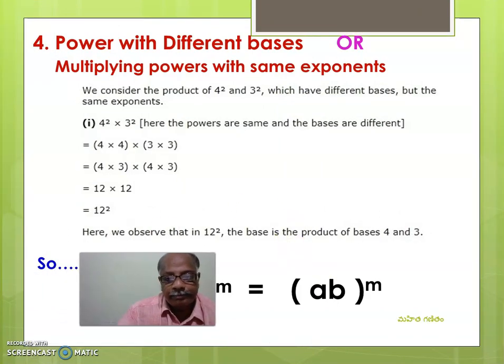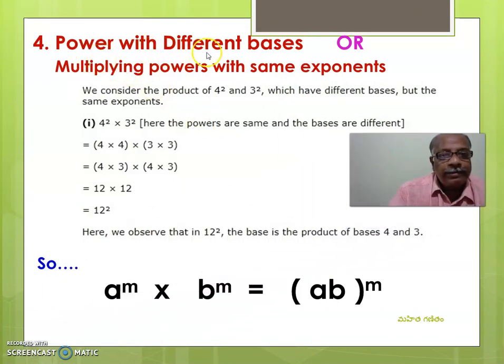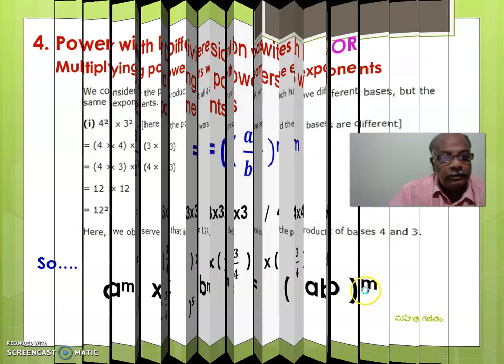Fourth law. Powers with different bases are multiplied, with the same exponents. We consider the product of 4 square and 3 square, which are different bases but the same exponents. 4 square into 3 square: 4 into 4 into 3 into 3. This can be written as 4 into 3 in one bracket, 4 into 3 in another bracket. That means 12 into 12, that means 12 square. So, we can generalize: a to the power of m into b to the power of m is equal to ab whole to the power of m.